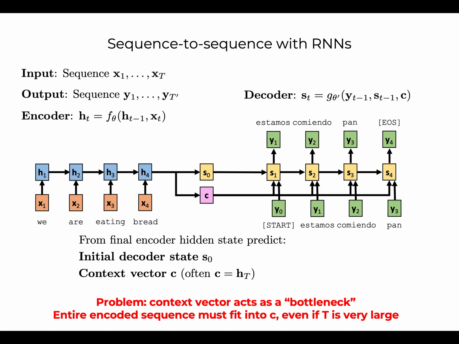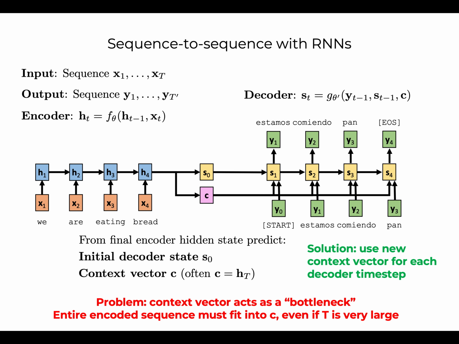Now the problem with this is, even in this modified setup, the context vector is still acting as a bottleneck. If the entire encoded sequence is very long, so T is very large, then we have to compress all of the information in that entire sequence into C. And C will usually be a vector with dimension in the tens or maybe hundreds, but T could be very large. It could be thousands of words in the input.